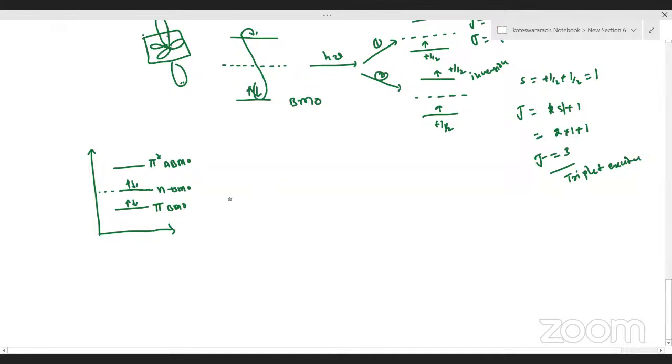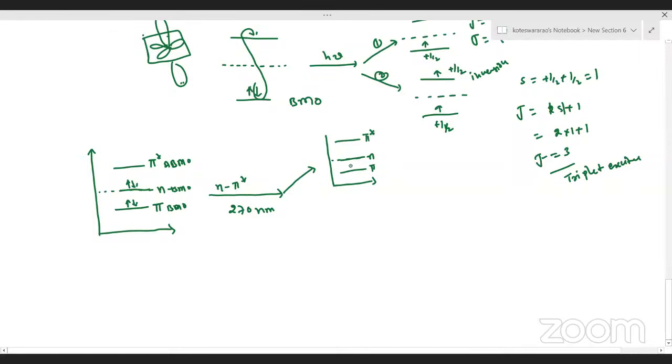Whenever we are providing the lower energy frequency of light, that means we are providing 270 nanometers light irradiation, it undergoes n to pi star transition. At that particular lower energy, it only undergoes n to pi star transition. Now it leads to two kinds of excited states as we discussed earlier. This is the non-bonding orbital, pi orbital, n orbital, and pi star orbital.